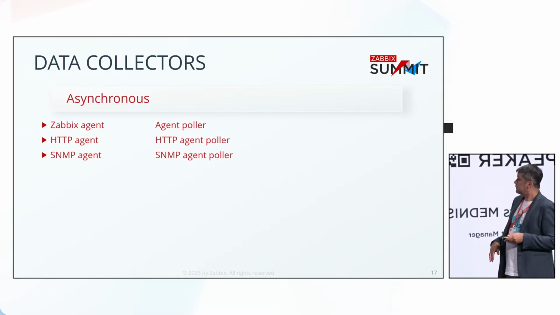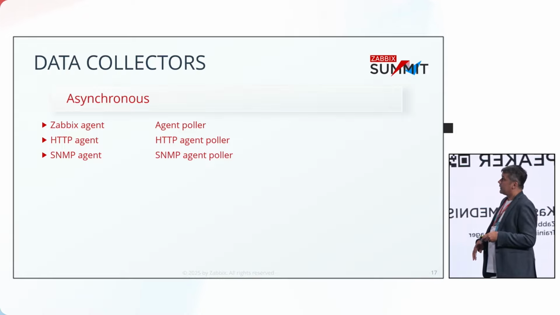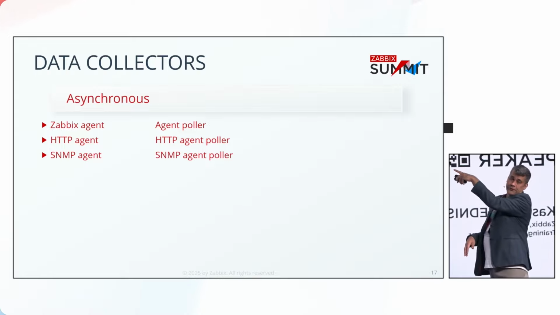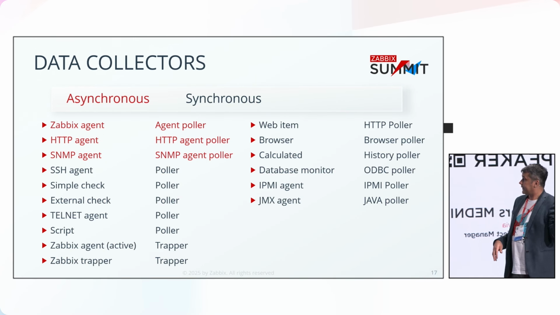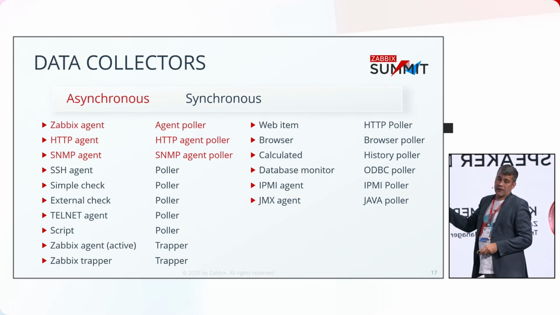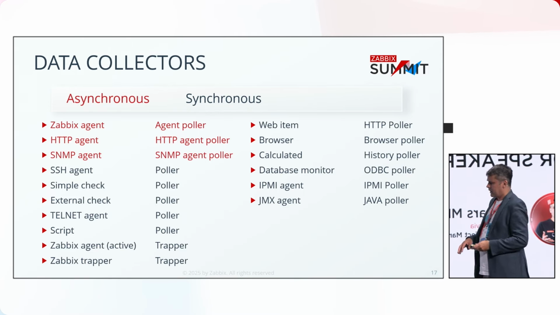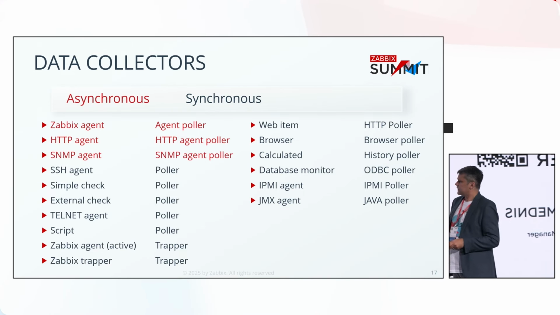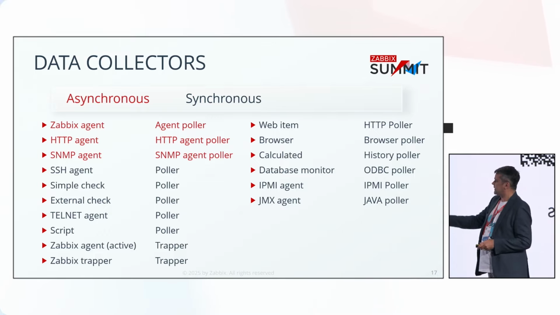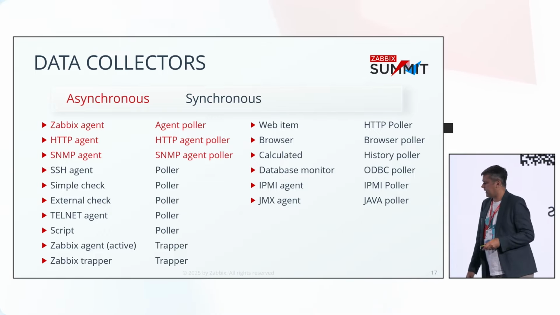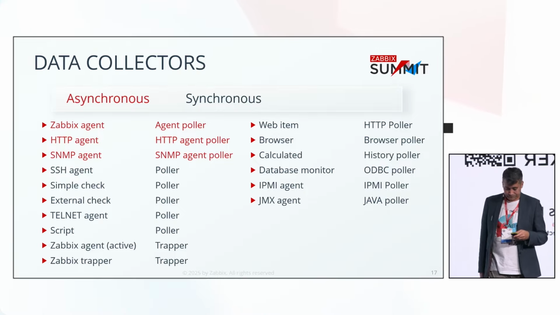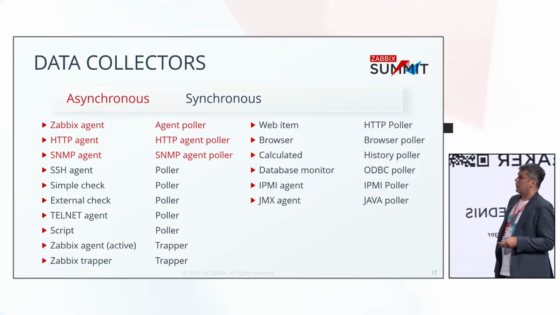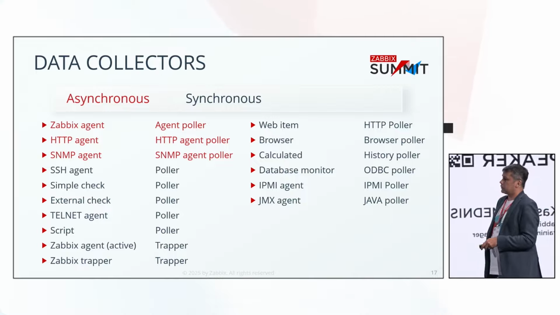Now I think this is a very valuable slide. So those 3 are asynchronous. You can see agent, HTTP agent, and SNMP agent item types are collected by those data collectors. Then the black ones, those are synchronous. You can see, by the way, that poller is still used by a lot of items, right? So SSH, simple checks, external checks, telnet, and script, they still use poller. So pollers are used by more than one item type. And then you can see all other types. So this is a very good reference for tuning.